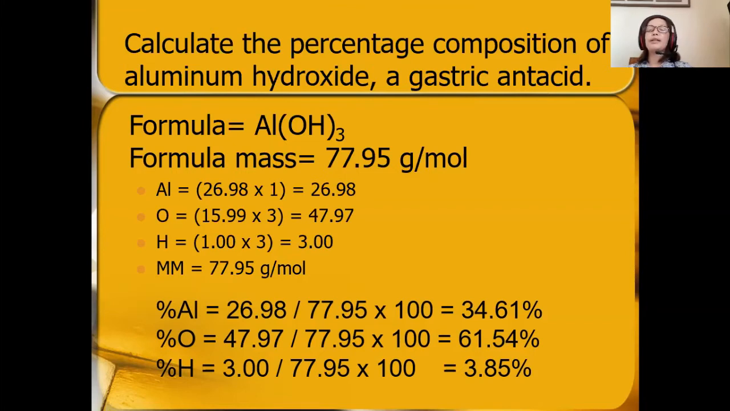So this is what is meant by percent composition. In the entire compound of aluminum hydroxide, the percent composition of aluminum is 34.61, oxygen is 61.54, and hydrogen is 3.85. And take note, when you add these percentages, the sum is 100. So adding 34.61, 61.54, and 3.85, the sum is 100. Okay, so this is how to get the percent composition.